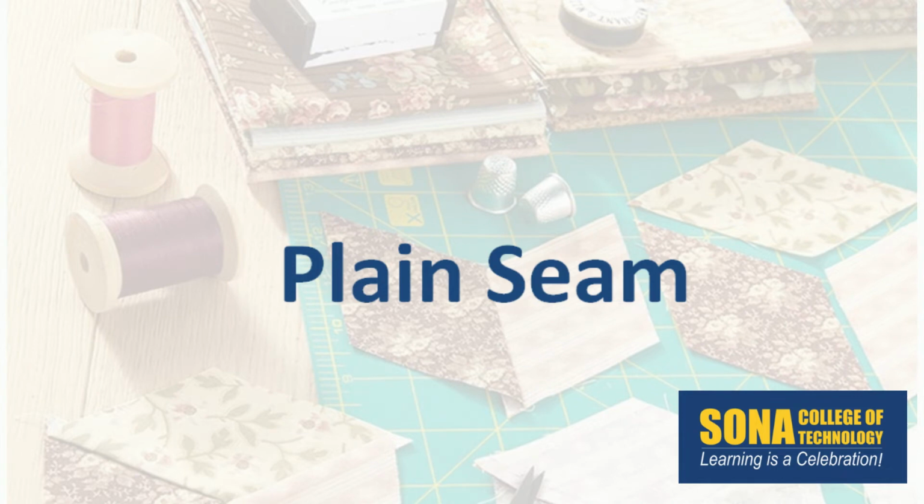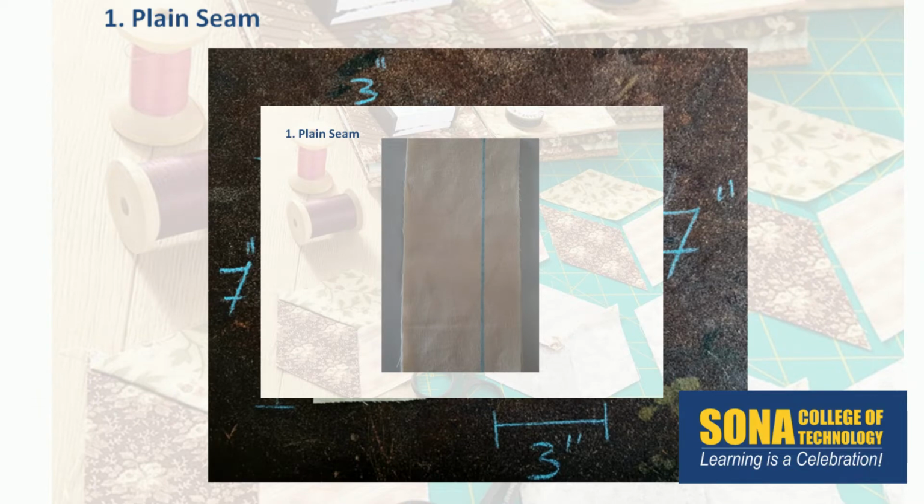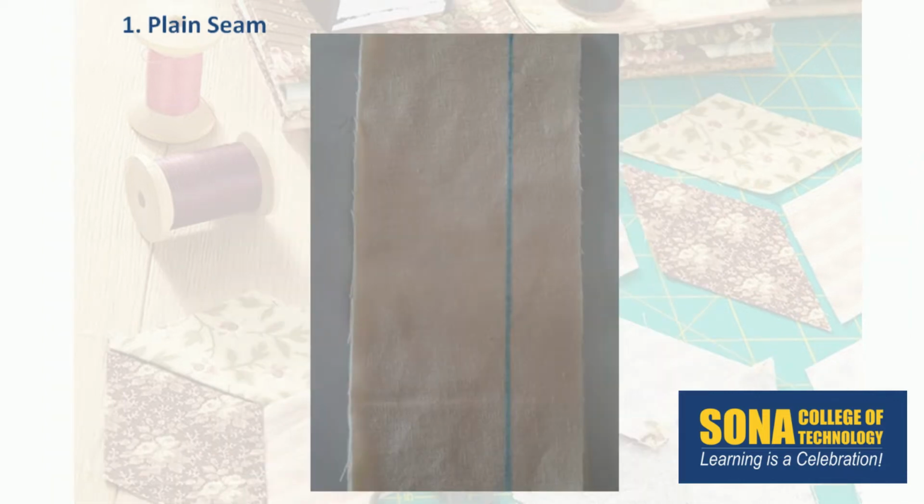First, let's see the construction procedure for plain seam. For the construction of plain seam, we need two fabric pieces of 7 by 3 inches length into breadth measurement. Then place one fabric over the other and mark a line 1 inch from one of its edges.